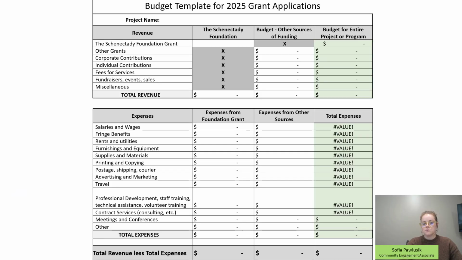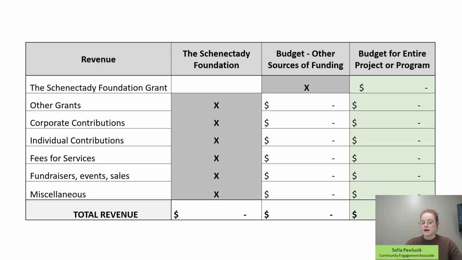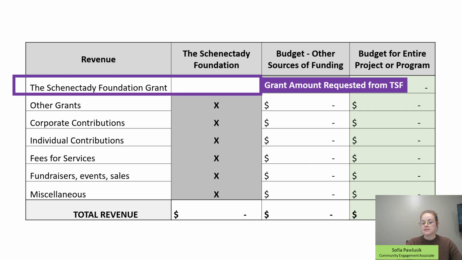Here is what our budget template looks like for 2025, and it's divided into two clear sections, revenue and expenses. First, we'll start with revenue. The first column of the budget form lists all the line items. The second column is for the Schenectady Foundation grant. This is the amount you're requesting from the foundation, and this should match the total amount stated in your application. You will enter that amount in the second column, the first row, and it will be automatically calculated at the end.